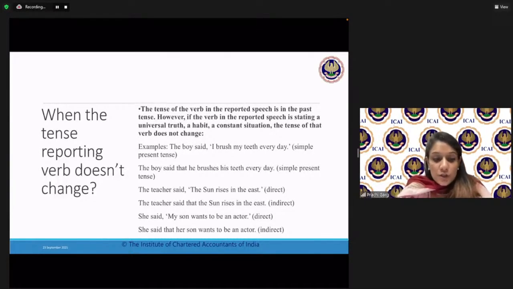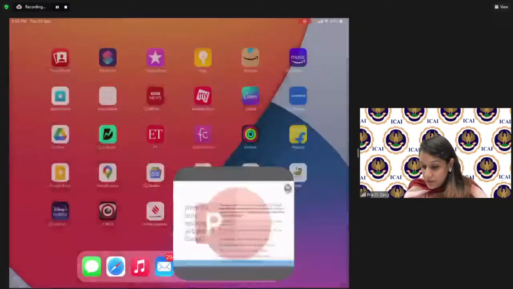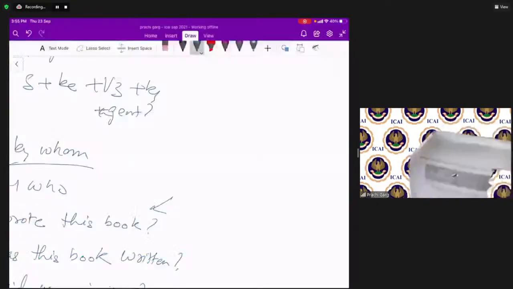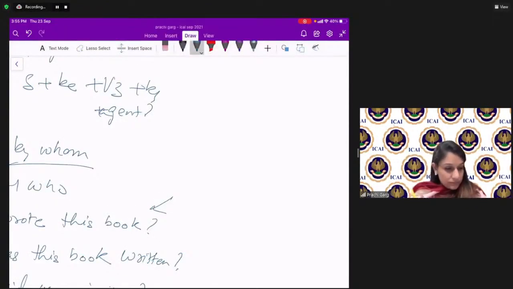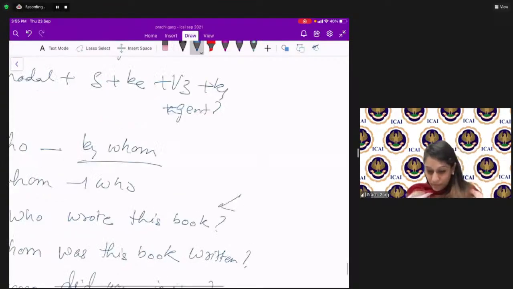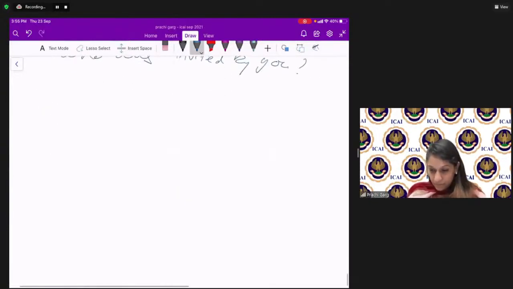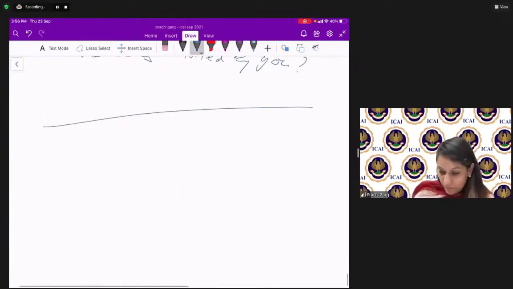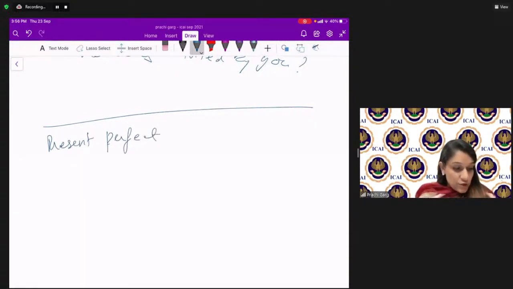Okay. Future continuous changes to conditional continuous. She said, I will be using the car next Friday. She said that she would be using the car next Friday. Okay, let's look at this. I'm going to explain present perfect here. The present perfect changes to past perfect. I hope you've understood this.